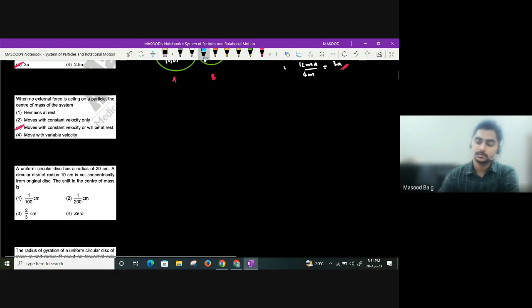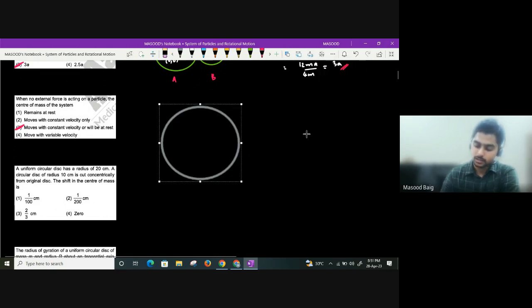A uniform circular disc has radius 20 centimeters. A circular disc of radius 10 centimeters is cut concentrically from the original disc. They're asking the shift in the center of mass. A disc is given, guys. From this disc, what is happening? We have done a similar type of question just now. Another disc is removed. Okay, something like this.